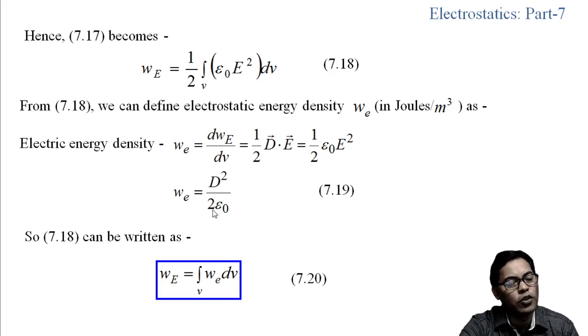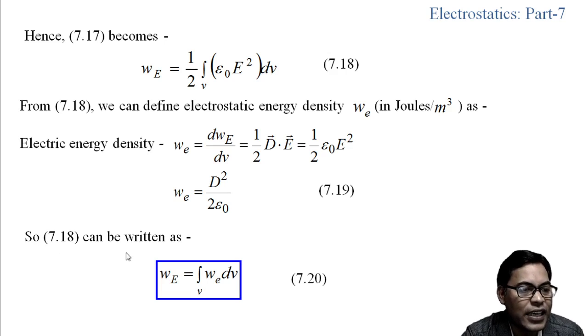As we have got the expression for energy density, the total energy of this space which we have seen in the diagram can be written easily. Here in 7.18, this expression can be written as the total electric energy in an electrostatic field, which equals the volume integral of we, the energy density, into dV.